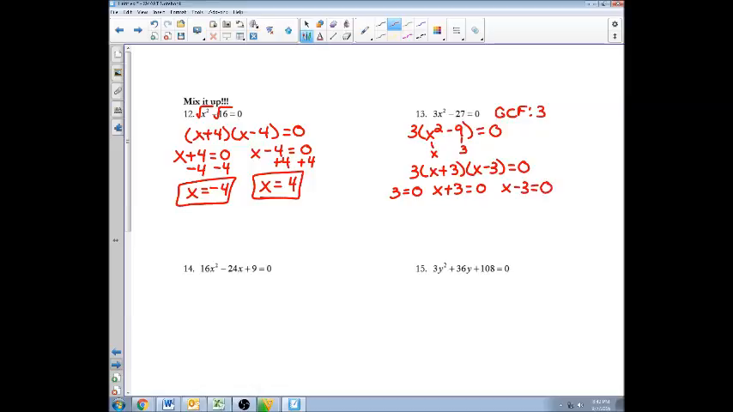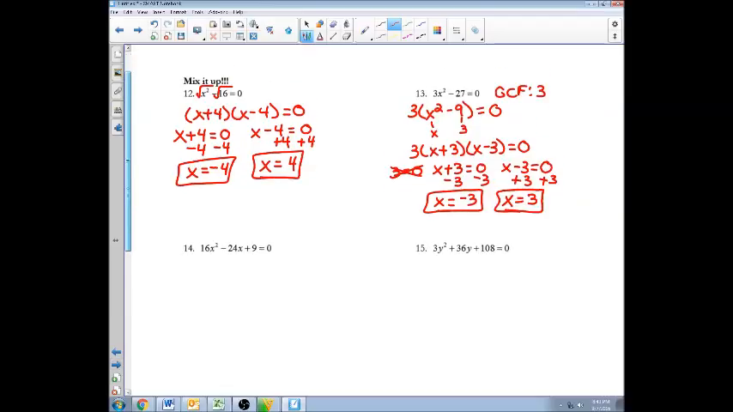Does 3 equal 0? No, it doesn't. I can subtract this 3, so x would equal negative 3. Moving on to the last one, I can add 3, so x would equal positive 3 as well. All right. Moving on to number 14.